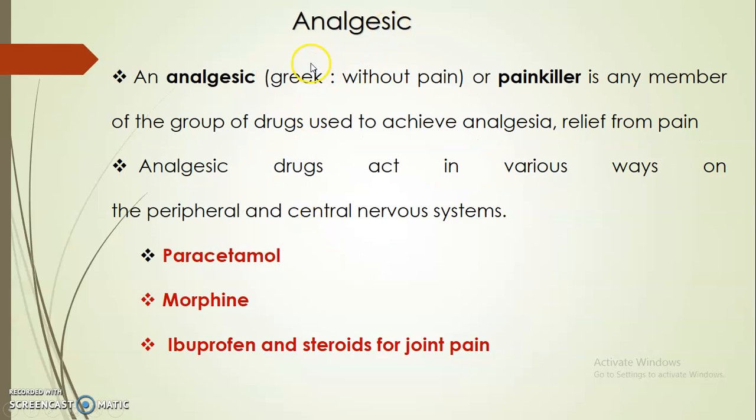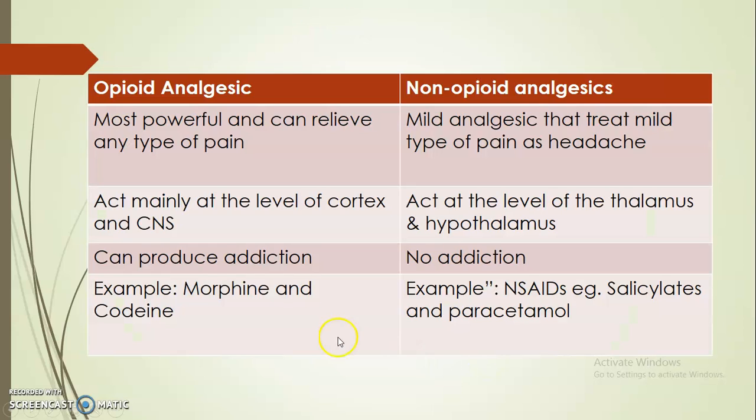Next one, analgesic. Analgesic means it's a painkiller and a member of a group of drugs used to achieve analgesia, and that is relief from pain. Analgesic drugs act in various ways on the peripheral and central nervous system. Examples of analgesics are paracetamol, morphine. This is one of the important ones, and ibuprofen is also used for joint pain. And there are two types of analgesic: opioid analgesic and non-opioid.